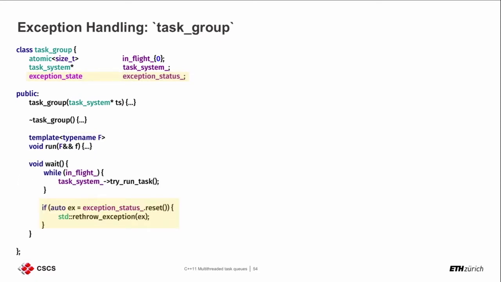Let's see how. So the wait function, this is how it was before. Before we were just spinning on in flight until it's 0. Now, after in flight is 0, we want to check our exception status. And this function reset here, at the same time, reads the exception status and resets it to 0 or null or whatever, okay? So we get the exception status, and if it is true, so if it is set to something, then we are going to rethrow our exception, okay? So after we're done waiting, if we have an exception, throw it.